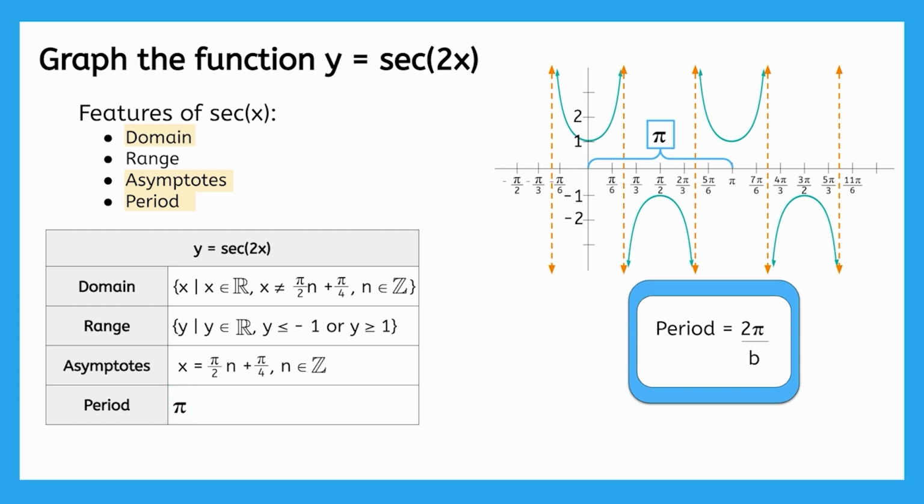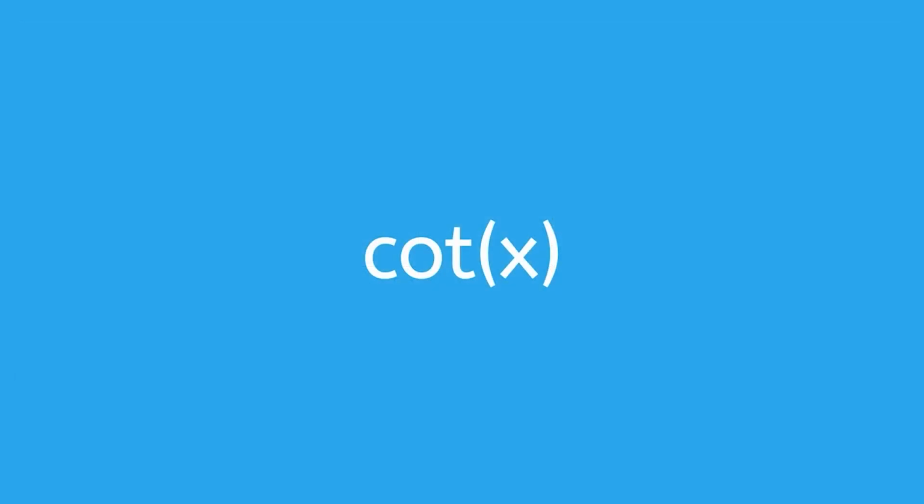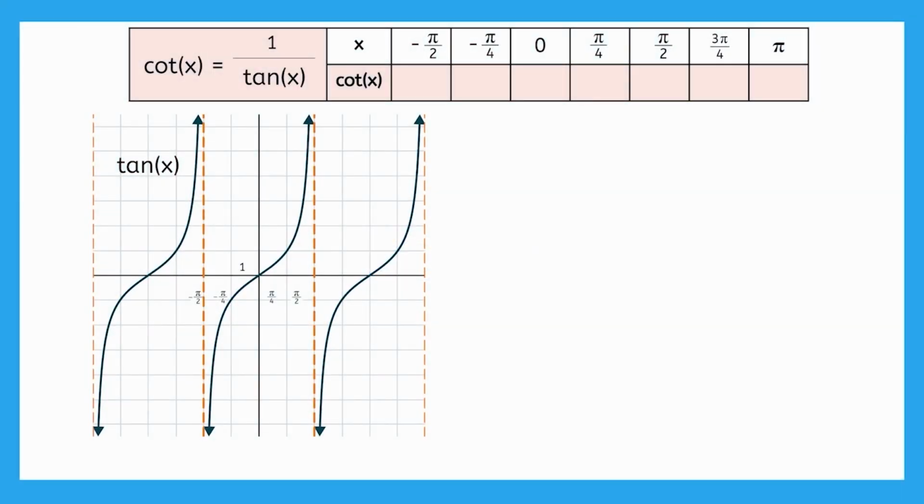We have one last reciprocal function to talk about. That's cotangent. Cotangent is the reciprocal of the tangent function. It can be written as 1 over tangent, or, since tangent is the ratio of sine over cosine, cotangent can also be written as cosine over sine.